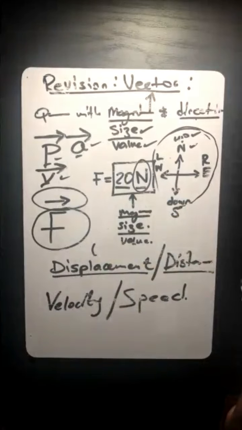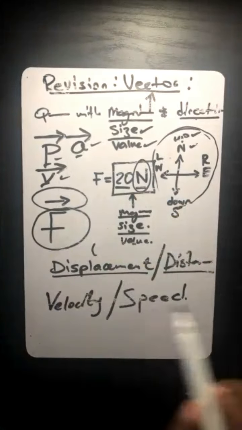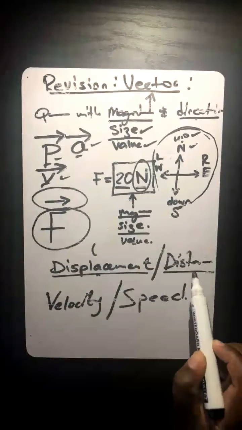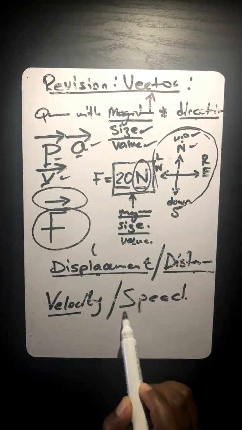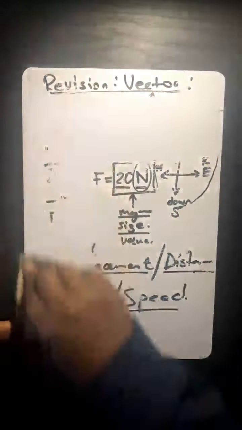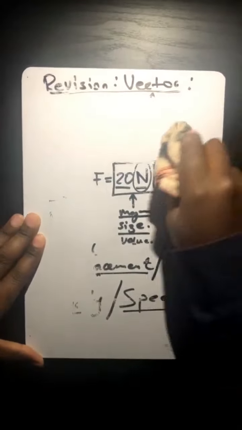I was at this part where I was trying to explain the difference between displacement and distance, and again speed and velocity. So guys, I'm just going to remove all of these, and quickly explain the difference between distance and displacement.